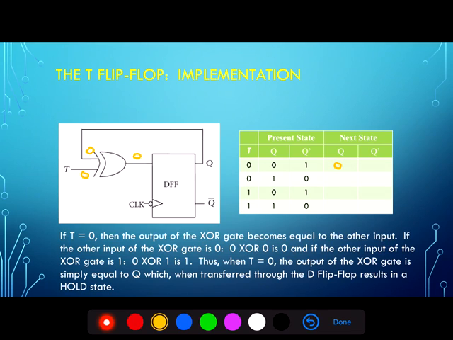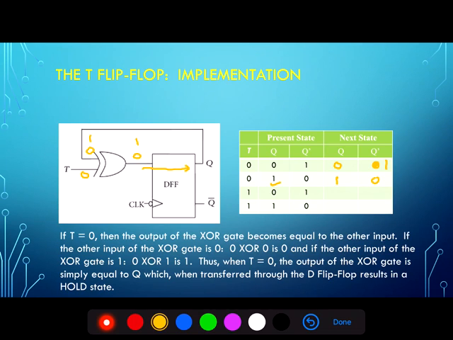Because 0 XOR 0 is simply 0, and on the next trailing edge of the clock, that 0 will get transferred through the D flip-flop. If, on the other hand, Q is equal to 1, 1 XOR 0 is 1. So if toggle is in the 0 state and the present state of Q is 1, the output Q will be 1. And that's how we get the hold function for the toggle flip-flop.